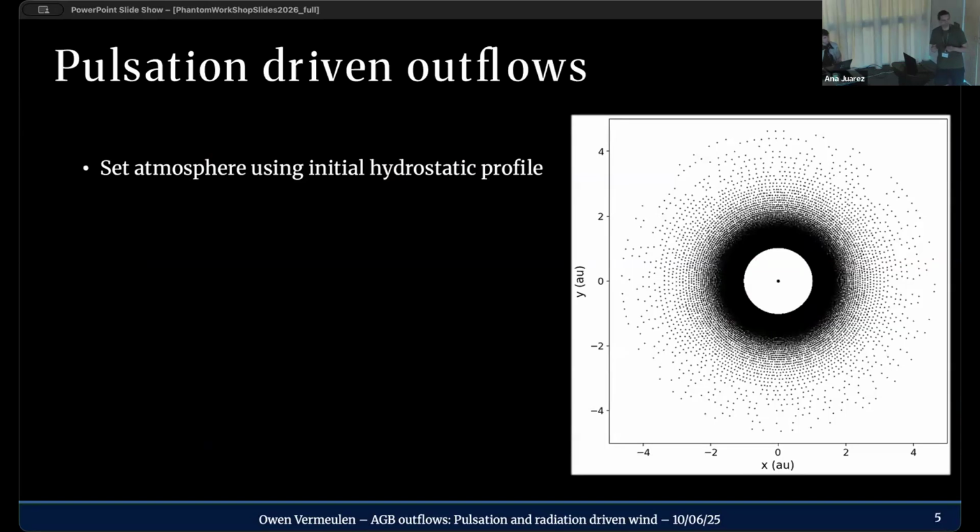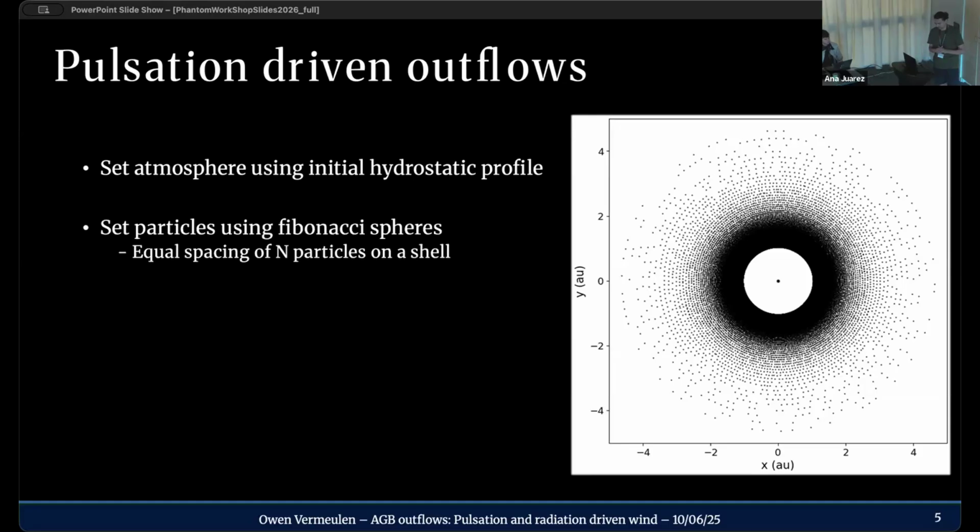To do that, first you need something to pulsate into. So first we need to set up the atmosphere of these stars using some initial hydrostatic profile, and we only need the atmosphere. In order to set this up, I use Fibonacci spheres, which is basically just a way of equally spacing a given number of particles on a spherical shell.